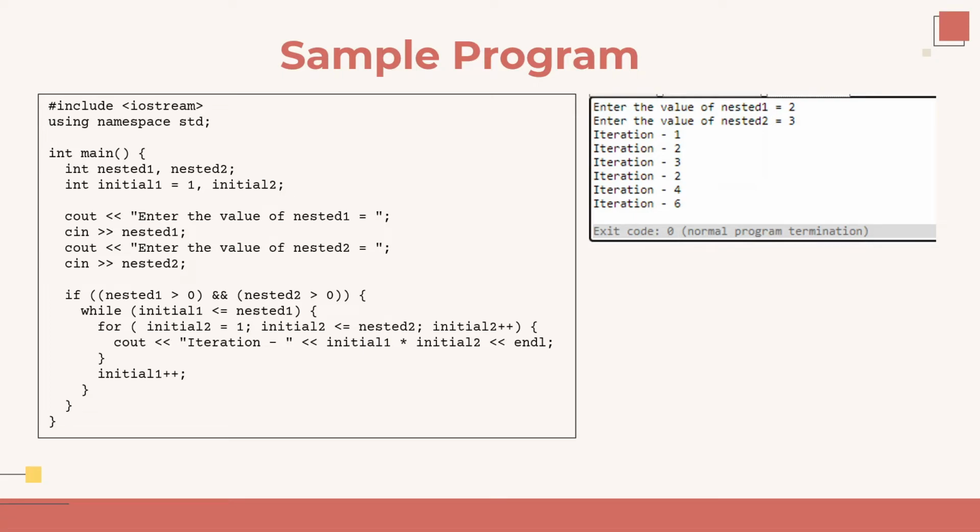For example, if we insert the value of nested 2 is 3, then the for loop statement runs 3 times. Furthermore, if we insert the value of nested 1 is 2, then the while loop statement is executed 2 times. In conclusion, the total statements executed by this program are 6 times, from 2 multiplied by 3. You can see the program output on the right side. So this program will display a message to the screen, iteration 1 until 6.